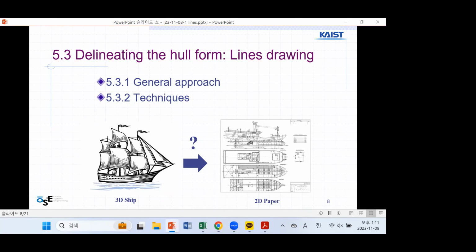Okay, so why do we need a lines drawing? The shape is 3D with a curved surface, a very complicated freeform surface, but we need to have a 2D paper drawing. We still need a 2D paper drawing at the shipyard, at the practice area. But as technology develops, we are slightly changing to more and more 3D shapes at the shipyard, using such as a personal PDA, not a smartphone, and a notebook.